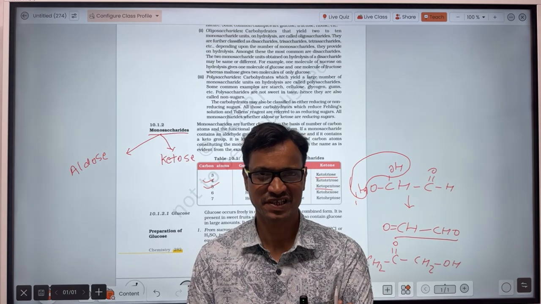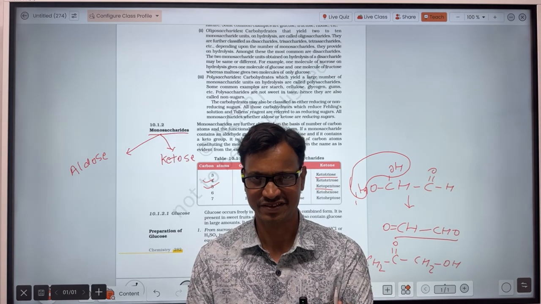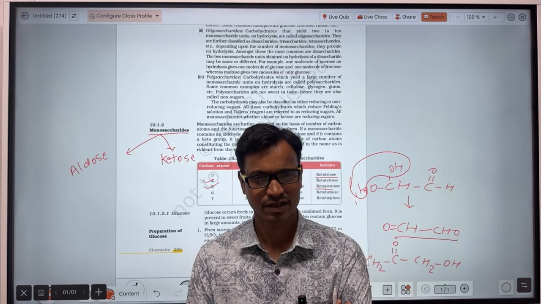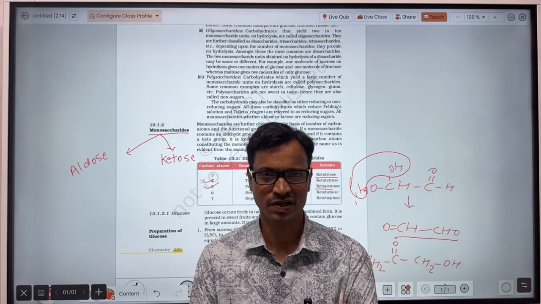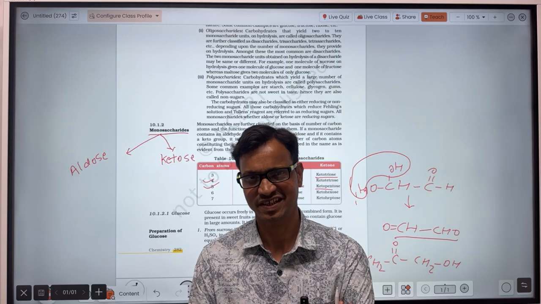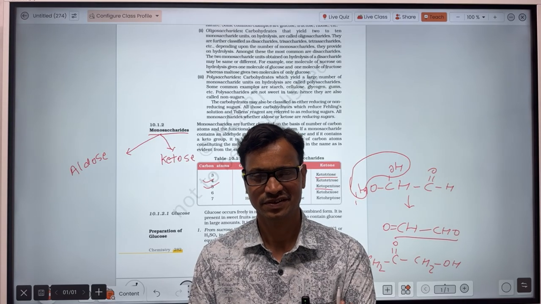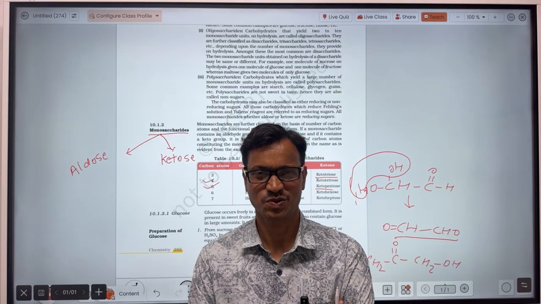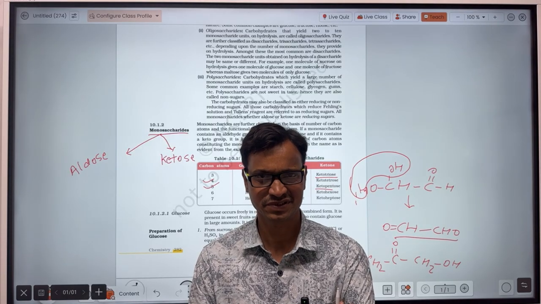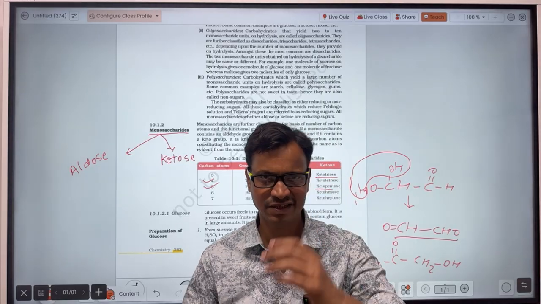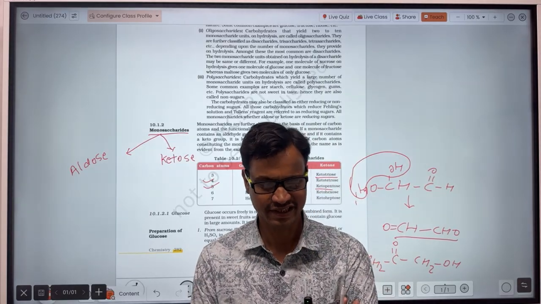When the fruits get matured, hydrolysis takes place continuously there. When hydrolysis takes place, a number of polysaccharides get converted into fructose. So ripe fruits are sweet in taste, and unripe fruits are not sweet in taste.